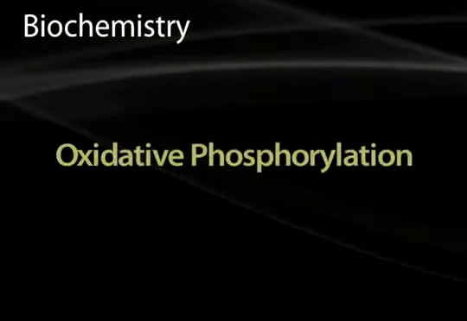In this section, we'll discuss oxidative phosphorylation. Oxidative phosphorylation is another key metabolic pathway. This is the end point in the degradation of glucose to energy. In this pathway, we take the reducing equivalents, NADH and FADH2, which were produced by glycolysis and the citric acid cycle, and convert them to energy in the form of ATP.